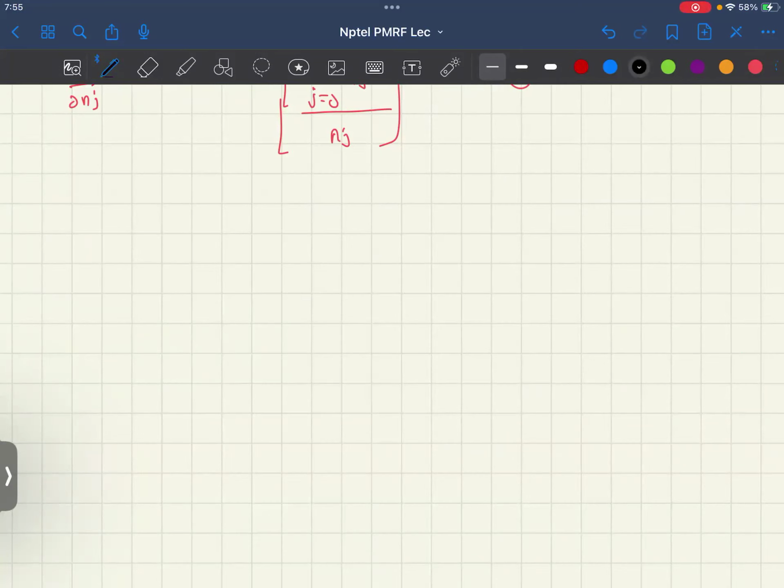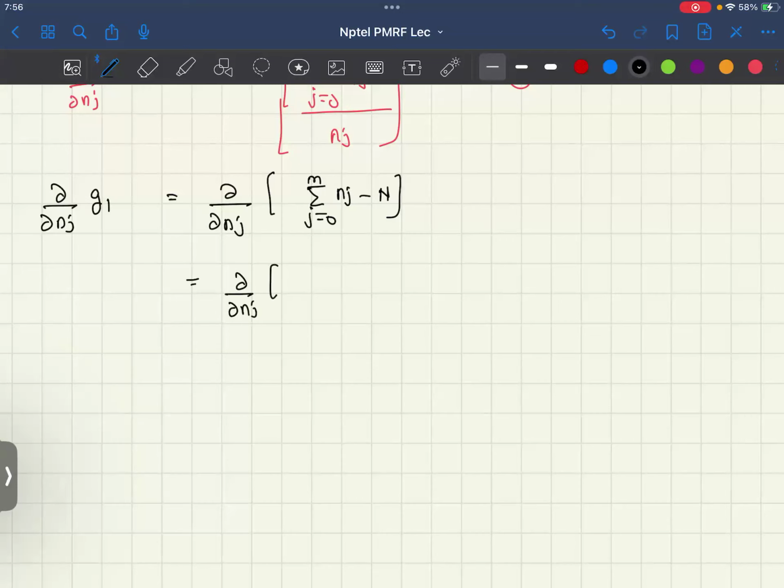Let us use a black color for this. ∂G1/∂nj, or ∂/∂nj of G1, is nothing but ∂/∂nj of summation j equals 0 to m of nj minus N, which is nothing but ∂/∂nj of summation j equals 0 to m of nj minus ∂/∂nj of N.